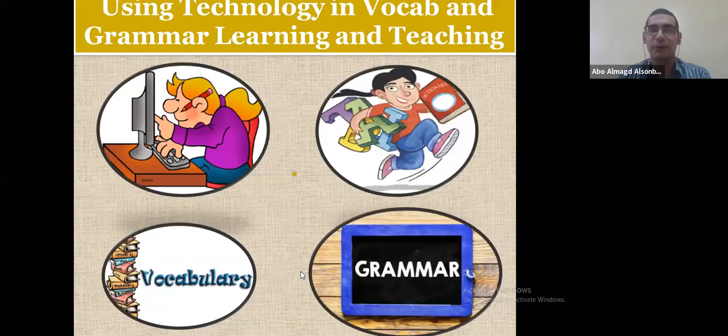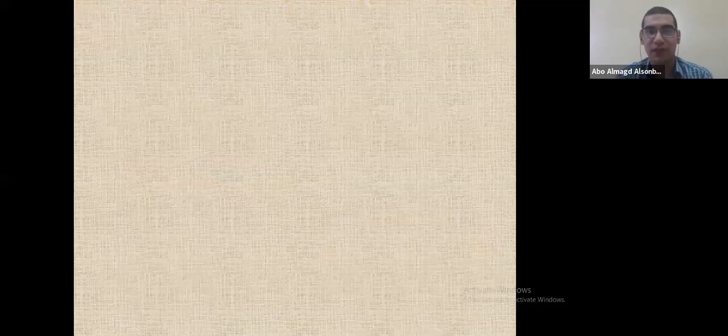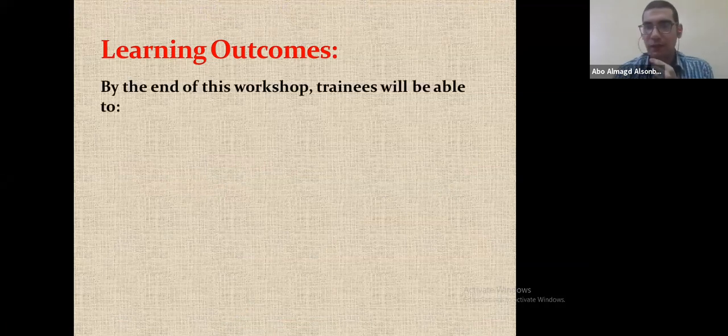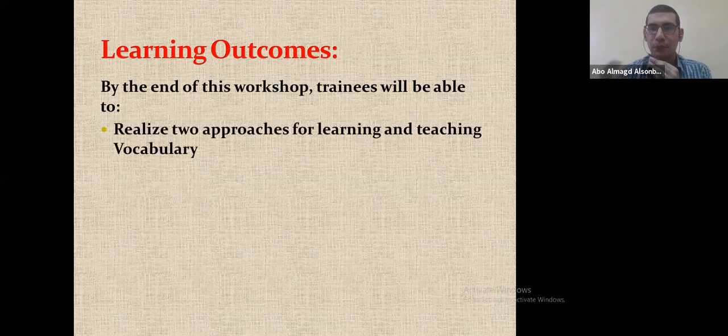Now we want to go to our lesson. Let's start with the workshop objectives. Why did I want to present this workshop to you? By the end of the workshop, you will be able to realize two approaches, two ways of learning and teaching vocabulary. As a teacher, you can focus on them. As a student, you are learning English yourself or with the guidance of your teacher, you can just refer back to them.